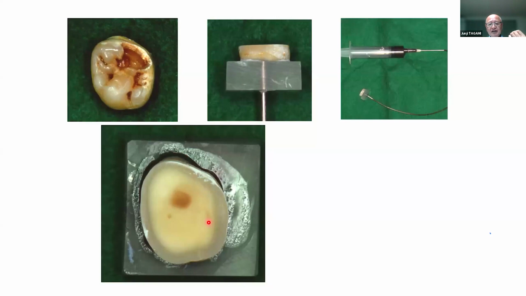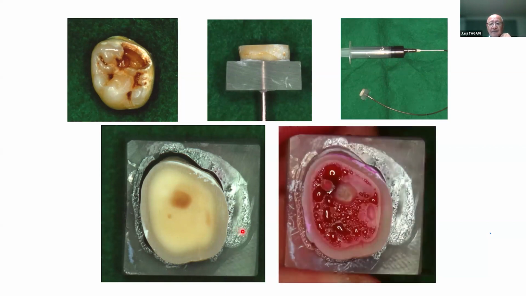Then I apply the pressure from the purple side to squeeze out the red dye solution. Then you can see that the red dye solution is infiltrated through the dentinal tubule from the purple side. But it can be seen at this intact dentin area.